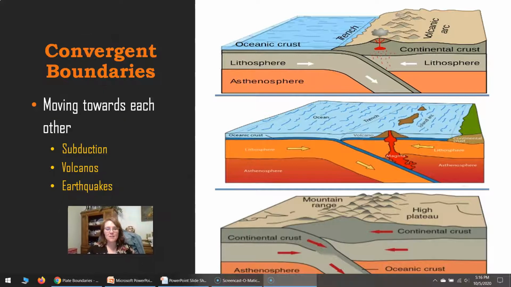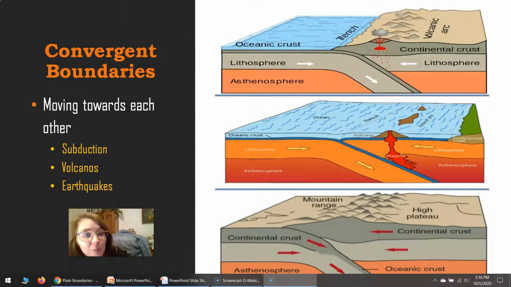Convergent boundaries. So you were supposed to have already been familiar with convergent and divergent boundaries, and then transform is the third type, and those ones move past each other. In my opinion, those are the most boring ones because they don't really do that much. But convergent boundaries are definitely going to be the ones that have the most going on.